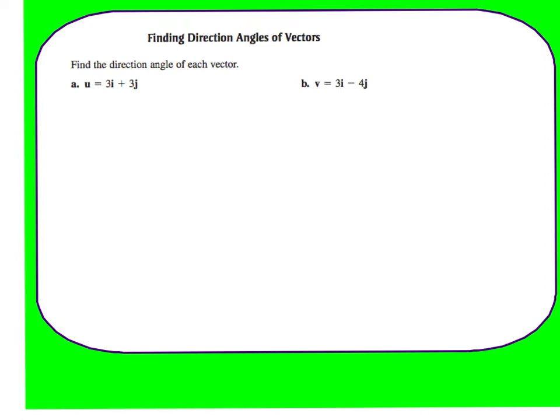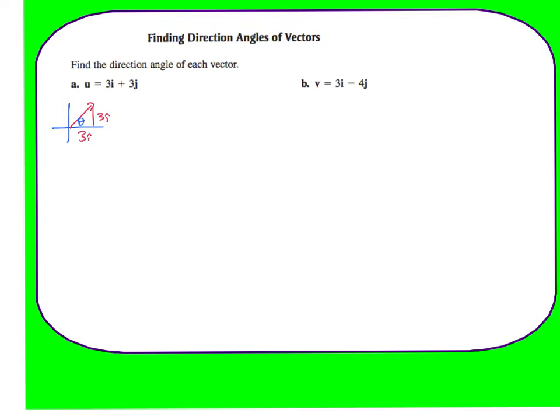So the first vector I have is 3i hat plus 3j hat. And I always like to make a little sketch. It doesn't take very long, and I'll show you why it's kind of important once we make our little sketch. So I have 3i hat plus 3j hat. Which way is it going? Right 3 and up 3. All right, it's going right 3 and up 3. And I need to find this angle right there.